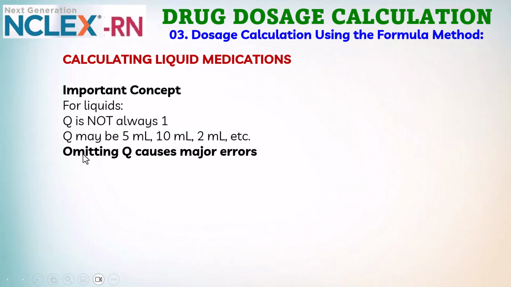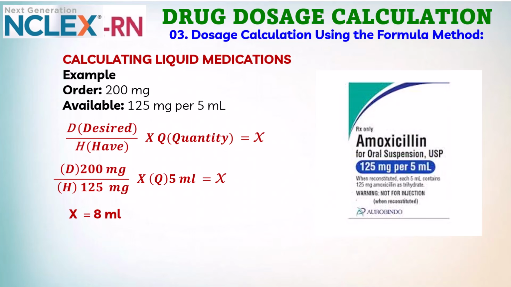So if you omit Q, you will calculate the wrong dose. So never skip Q for liquids. Let's look at an example. The order is 200 milligram and available is 125 milligram per 5 milliliter. You can see amoxicillin 125 milligram per 5 milliliter.